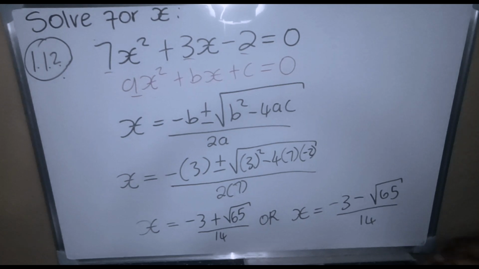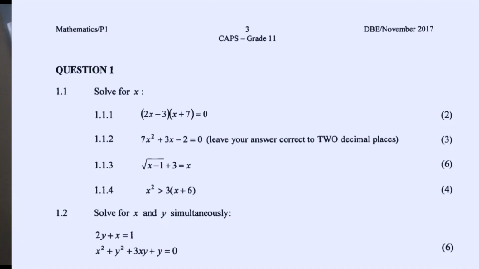This is how you simplify. Then please write your answer in two decimal places. It's very important. If the question directs you to do that, you must do it. You must finish off by writing two decimal places. Are we clear? Yes. Now, let's go to 1.1.3.